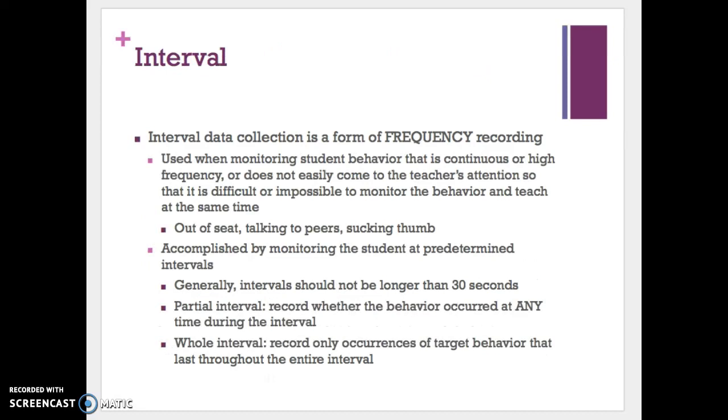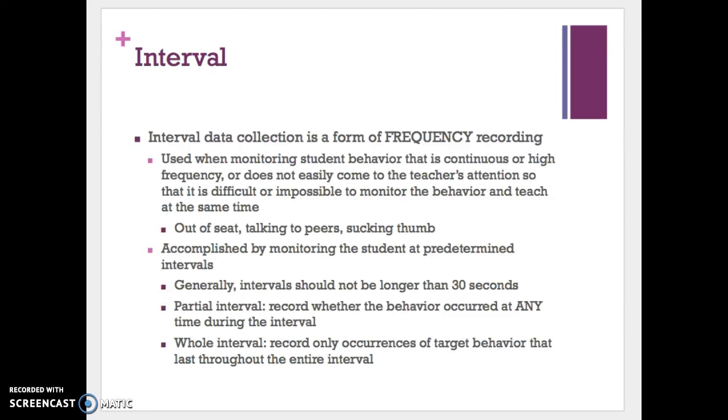Interval data collection is a form of frequency recording. So this is used when monitoring student behavior that's continuous or high frequency or does not easily come to the teacher's attention, so that it is difficult or impossible to monitor the behavior and teach at the same time. So for instance, out of seat, talking to peers, sucking on thumb, that is something that's continuous or high frequency. So you can accomplish this by monitoring the student at a predetermined interval. So generally intervals should not be longer than 30 seconds.